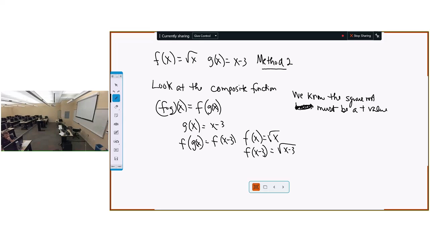So we know that x minus 3, what's under the radicand, has to be greater than or equal to 0, right? So we add 3 to both sides. So x is going to be greater than or equal to 3, which would be all values of x including 3 up to infinity. So sometimes it's easier to look at the composite function to find the domain than it is to look at them individually.